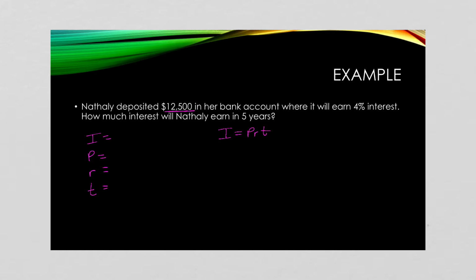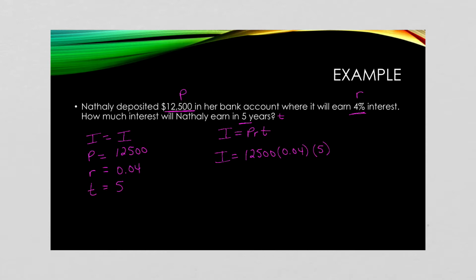So this right here is principal. That's how much she deposited. 4%, there's my rate, and 5 years, there's my time. So I don't know the interest. I'm just going to put an I in for interest. 12,500 is going to go in for P. My rate, don't forget, that's as a decimal, so 0.04, and the time is 5. So using this formula, I don't know I. P is 12,500. R is 0.04, and T is 5.